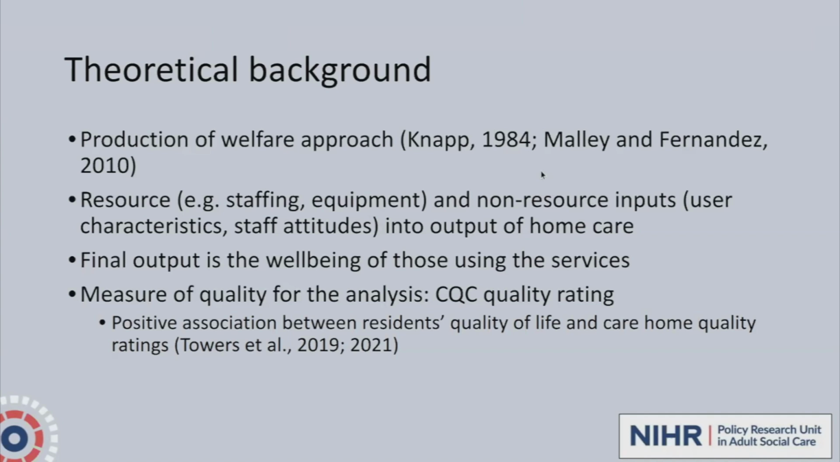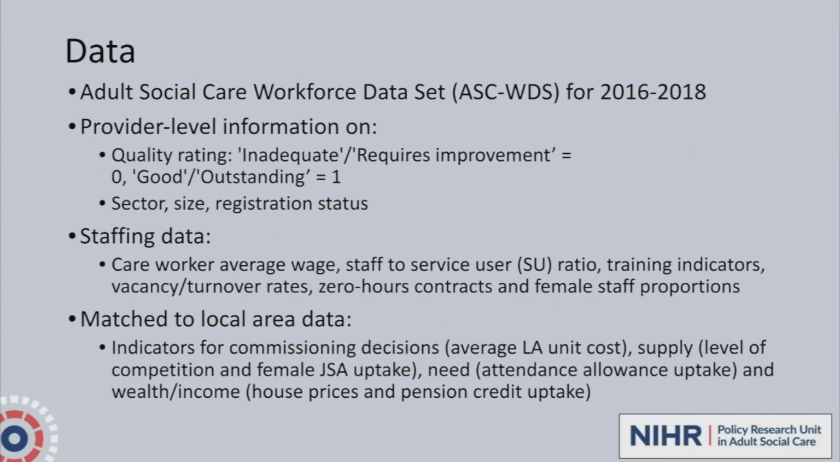In terms of data for this analysis, we were using the adult social care workforce data set, which is the leading source of intelligence on the adult social care workforce. And we used data for home care providers in 2016 to 2018. I realised just a few minutes ago that I haven't actually given you any information about the numbers of home care providers in this slide. So I can say that we've got over 7,500 observations in this analysis across those 3 years.